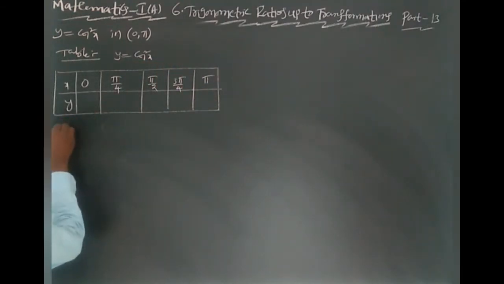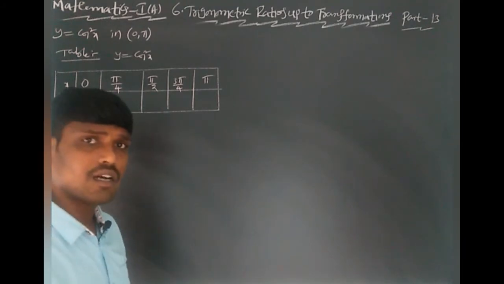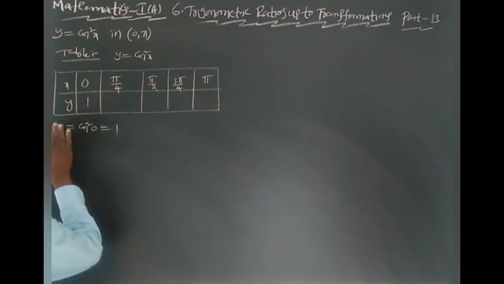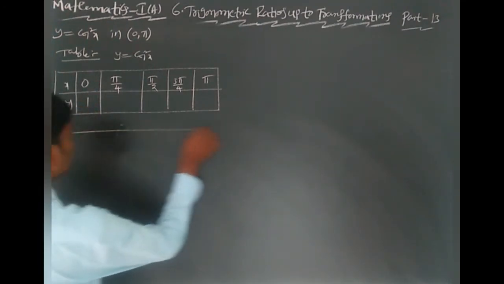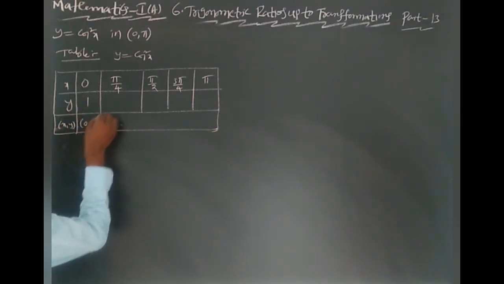Here, first we have to take y is equal to cos square 0. Cos 0 value is 1. Then cos square 0 is also 1. This is the ordered pair 0 comma 1.